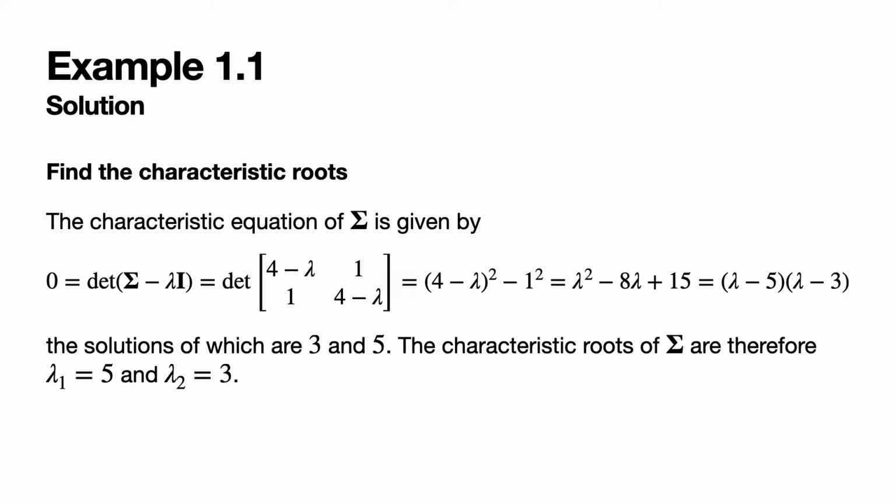And so the characteristic roots of cap sigma are therefore lambda 1 equal to 5 and lambda 2 equal to 3. Now you'll remember that the way we assign these characteristic roots to the lambda notation, lambda 1 is the largest characteristic root, lambda 2 is the next largest, and so forth. And because we've only got two roots here, lambda 2 is going to be the smallest.